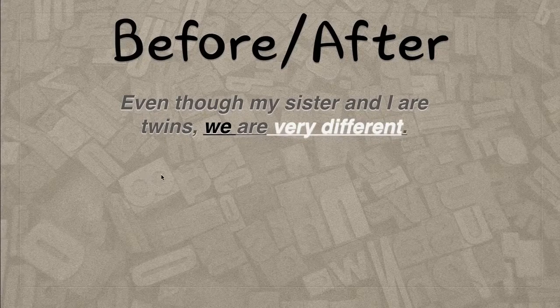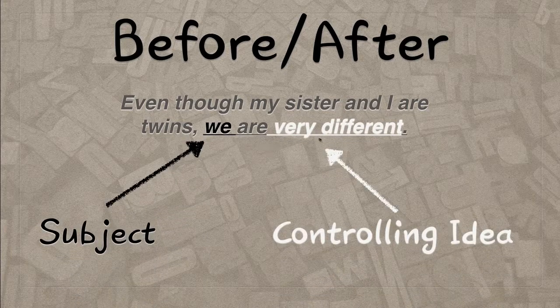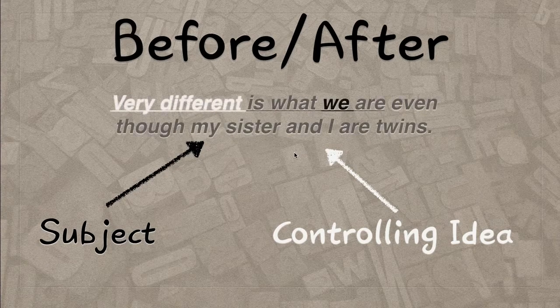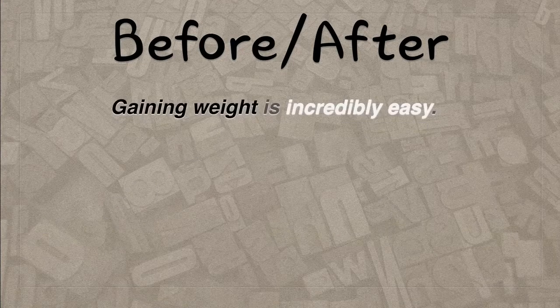Our first sentence: even though my sister and I are twins, we are very different. We again have the subject and the controlling idea, and we could switch these. It will take a little bit of changing the grammar, but that's okay. So let's try that. We've put "very different" first. Very different is what we are, even though my sister and I are twins. This is grammatically correct, but maybe it's not the best example.